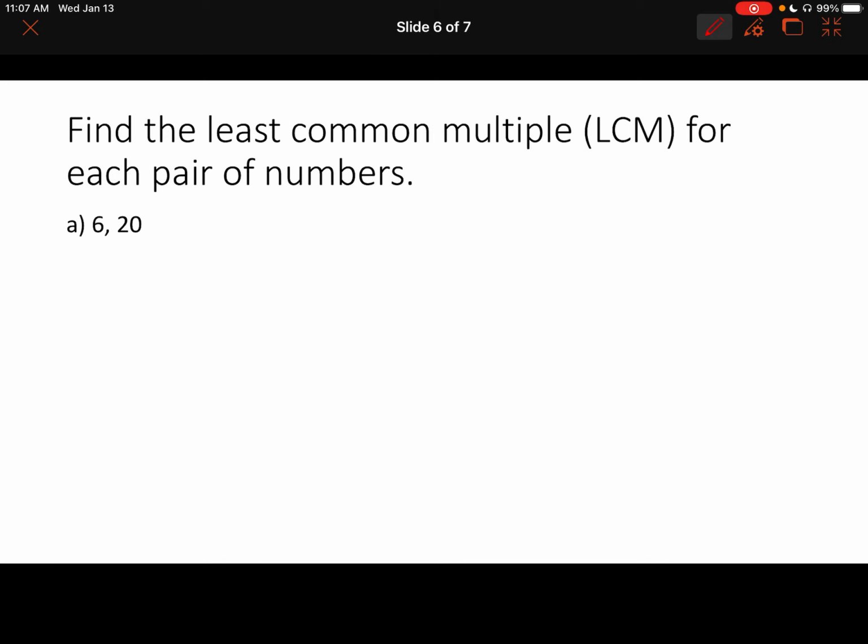What's next? Last thing we're going to cover in this video is least common multiple for a pair of numbers. So we're given the numbers 6 and 20, and we want to find the least common multiple. All right, so remember what multiples are. We got 6, and multiples of that would just be like 6 times 1 is 6, 6 times 2 is 12, right? These are all multiples of 6.